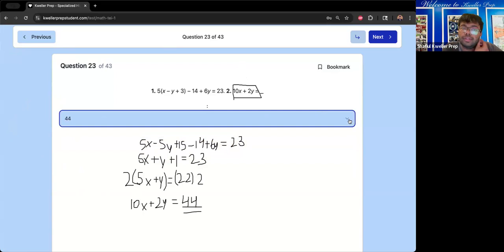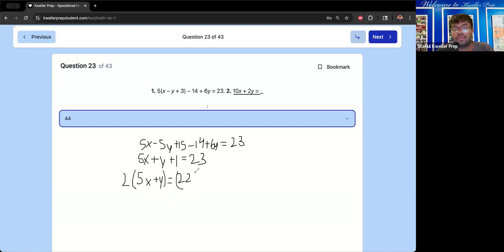Someone said why double? Again, the idea with doubling is we have 5x plus y is equal to 22, and we see that the equation is asking us for 10x plus 2y. So just to go back a few steps, we have 5x plus y is equal to 22. You should automatically realize that 10x plus 2y is just the doubled version of this. So what we can do on both sides is multiply by 2. So we get 10x plus 2y is equal to 44.